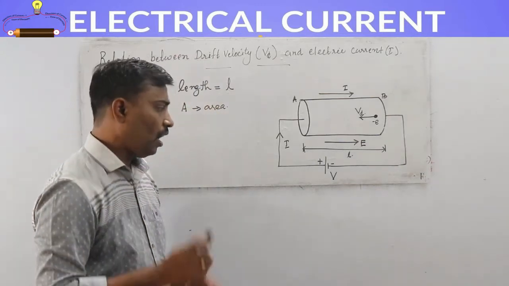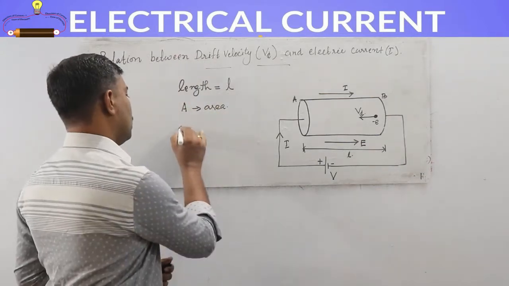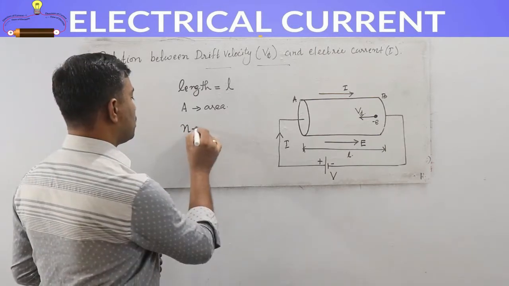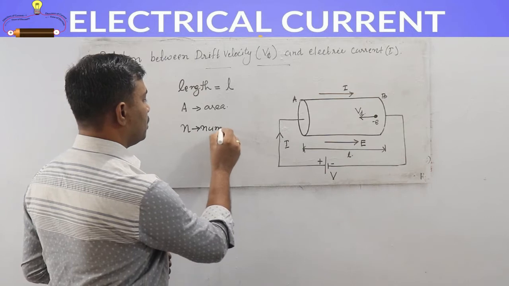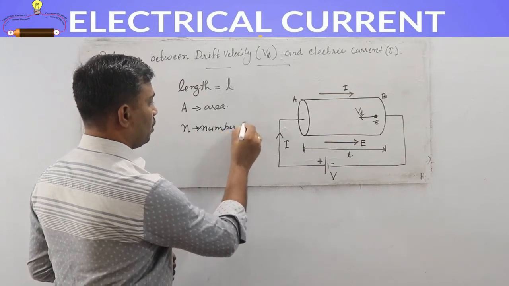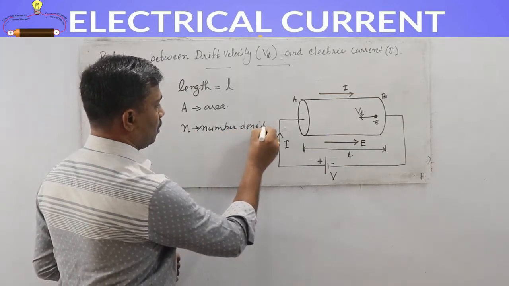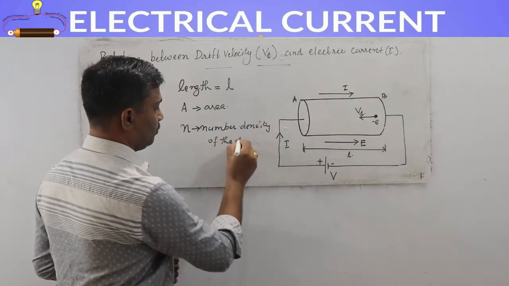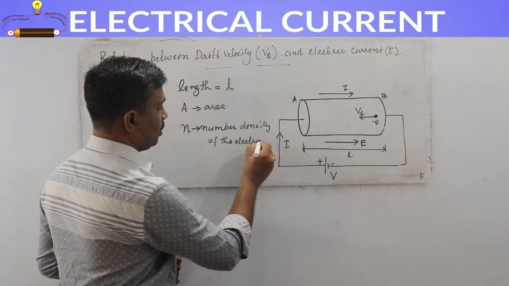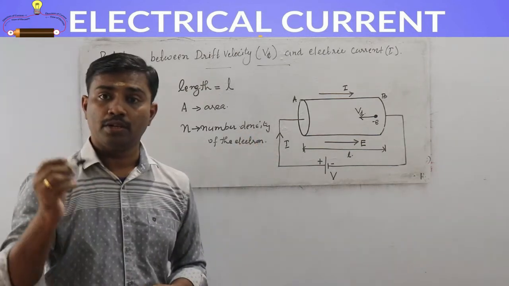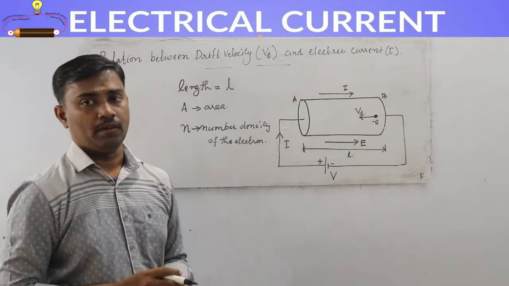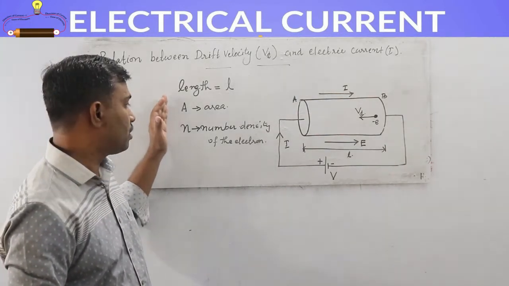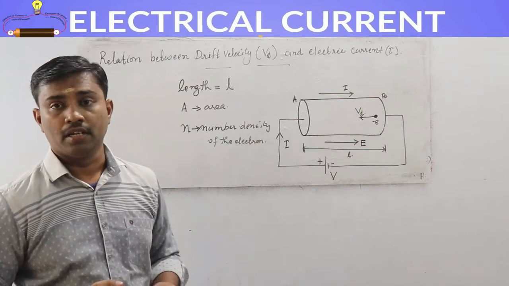And small letter n is the number density of the electron. So number density means the number of free electrons per unit volume. Okay, so length of the conductor is L, A is the area of cross section, and n is the number density of the electron.